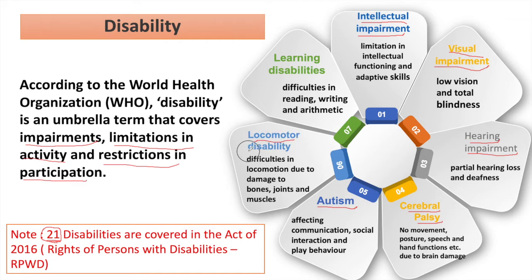Locomotor disabilities. Difficulties in locomotion due to damage to bones, joints, and muscles. Learning disabilities. Difficulties in writing, reading, and arithmetic. For example, not able to pronounce some words properly, spelling errors, poor handwriting, difficulty in recognizing numbers and alphabets.